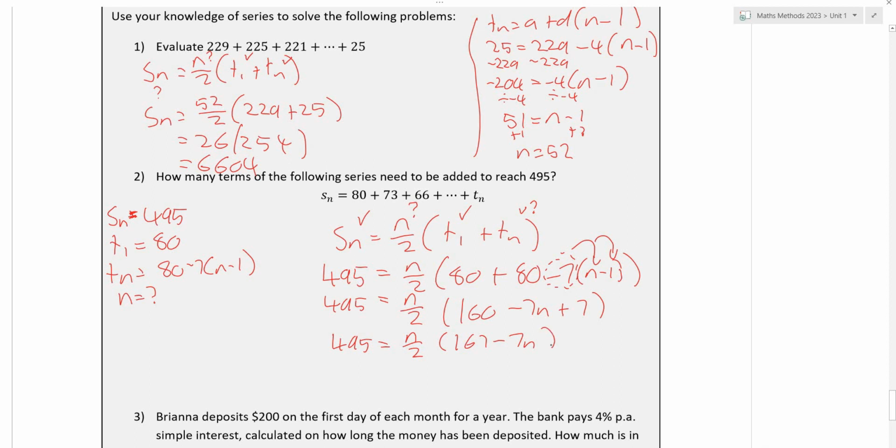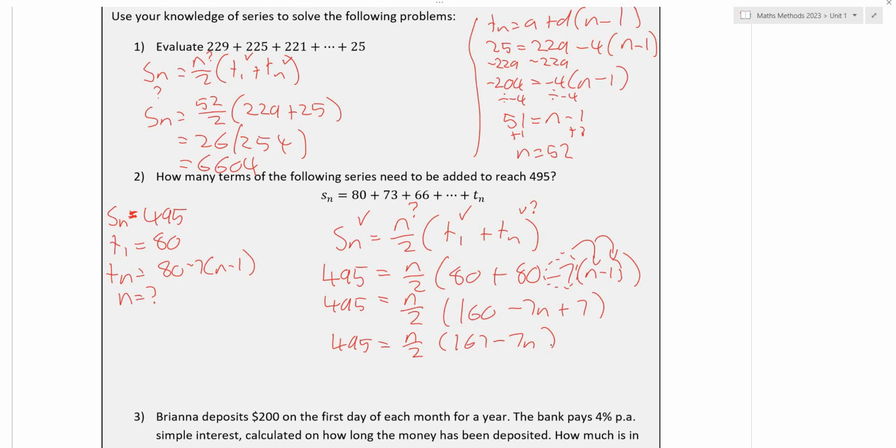Now, this is where we're going to cheat. Also, we could solve it that way. That's a really good pickup. We could actually solve this via quadratic formula. We're not going to solve it using quadratic formula.